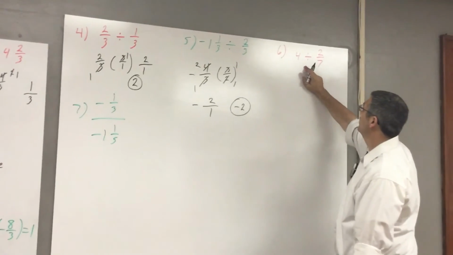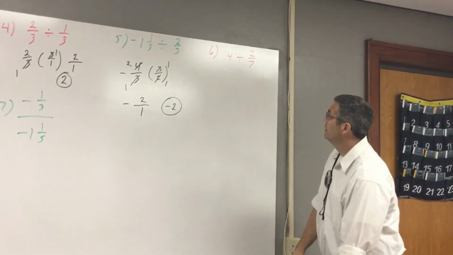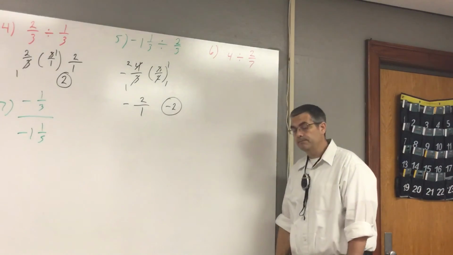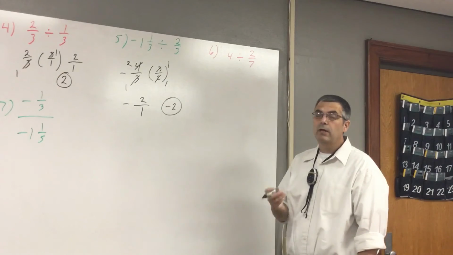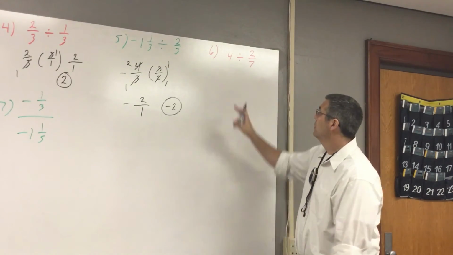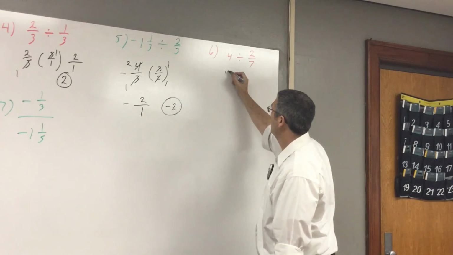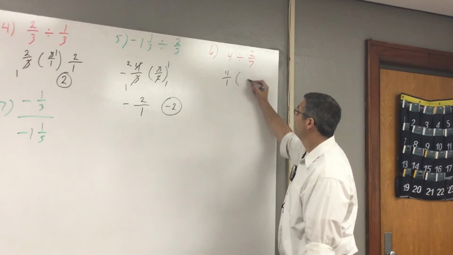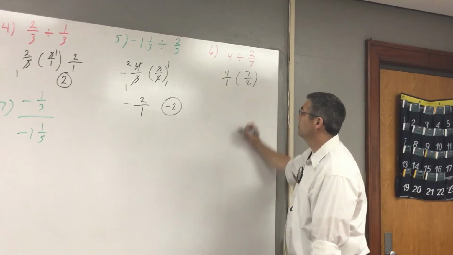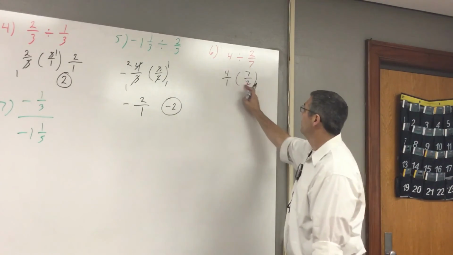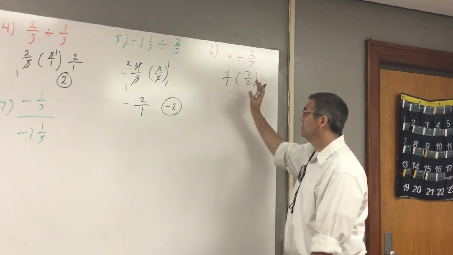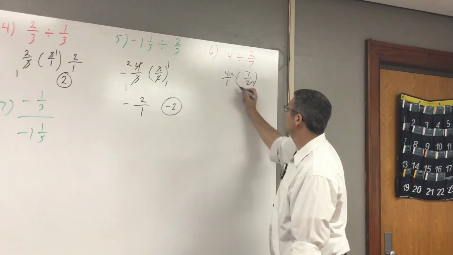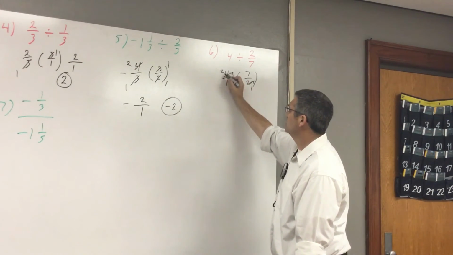All right, so 4 divided by 2/7. Okay, I've got a whole number here divided by a fraction. Take and turn that whole number into a fraction. Okay, so 4 over 1 multiplied by the reciprocal, 7 over 2. Okay. Now you can reduce here, 4 and 2. But see, I do this reducing early because it's so much easier, right? 2 divided by 2, 4 divided by 2 becomes 1, becomes 2.